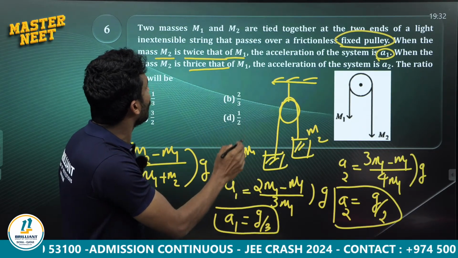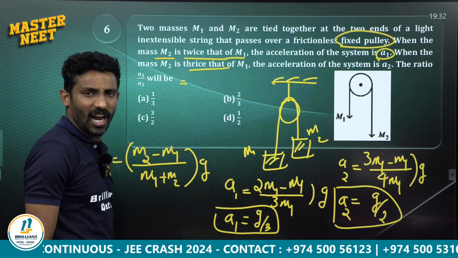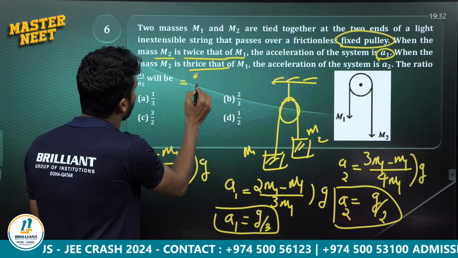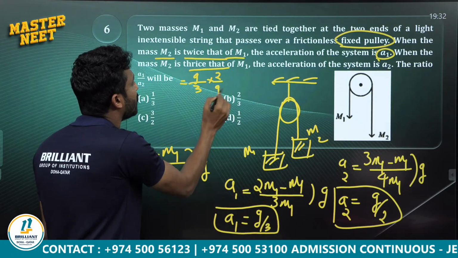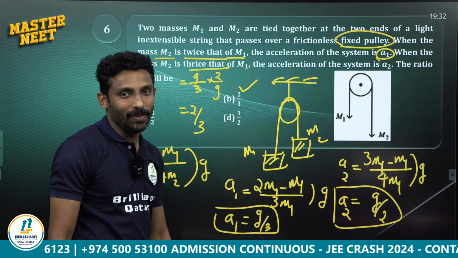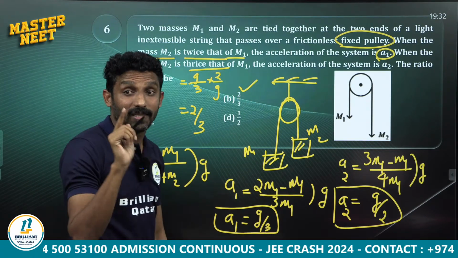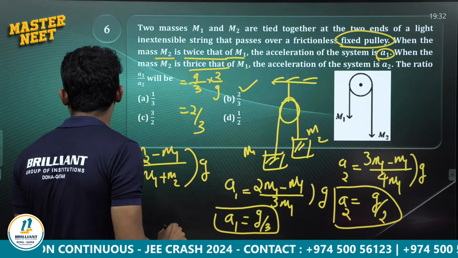Now the question is what the ratio of A1 by A2 will be. A1 is G by 3 divided by G by 2, that is 2 by 3. G cancels and the answer is 2 by 3, option B. Understood? Very simple question, but asked in the previous JEE examination. Clear? Moving to the next one, the 7th.